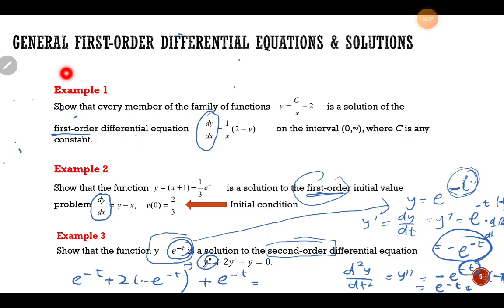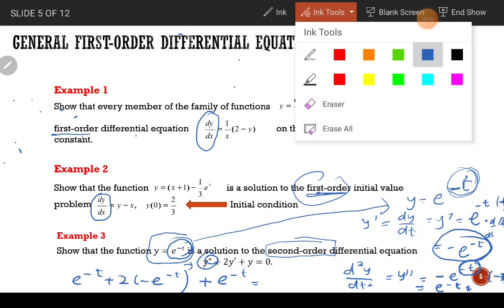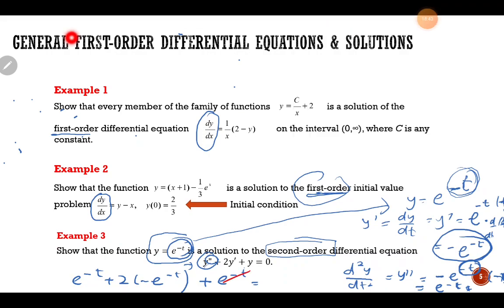Yes, sebab e the power of minus t dengan ni dia akan jadi 2 e the power of minus t, dan you akan tolak dengan yang ni, tolak 2 e the power of minus t, so gonna be equals to 0. So again dia sama, left hand side is equals to right hand side, so it's proven. Okay, so it is proven.